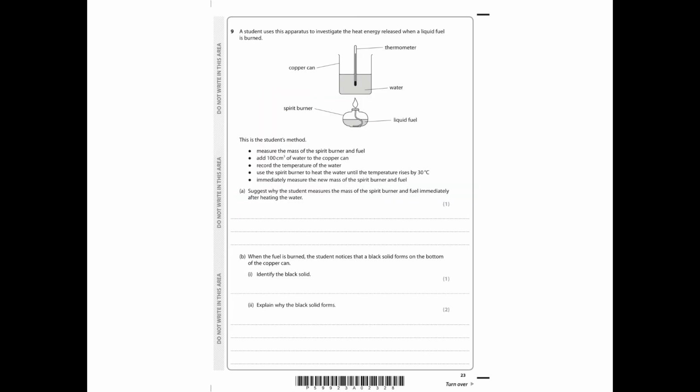Question 9 has more experimental questions. Why should the student measure the mass of the spirit burner immediately after heating the water? The answer is to minimise evaporation of the fuel.